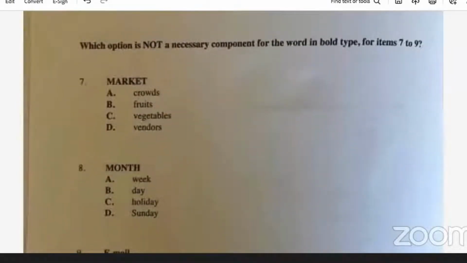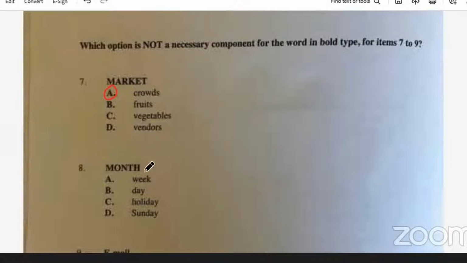Which option is not a necessary component for the word in bold type for items 7 to 9? So what is not necessary? Okay. Is it the crowd, the fruits, the vegetables, the vendors? All right. So what's not necessary? For it to be a market, it doesn't necessarily need crowd. We do need fruits and vegetables, and we need vendors. So the option there that's not necessary would be crowds.